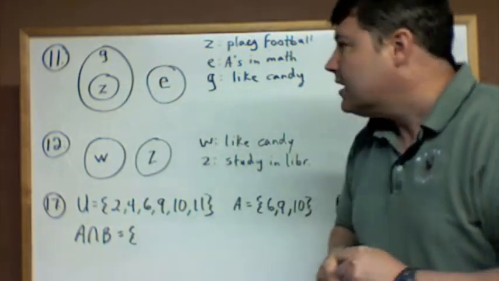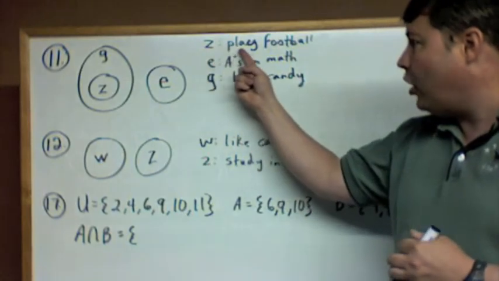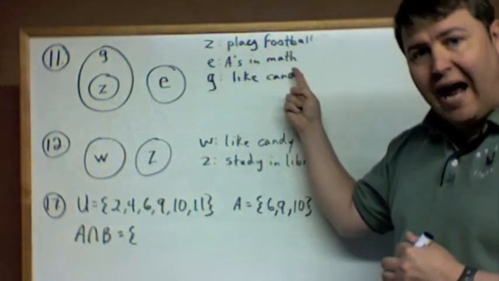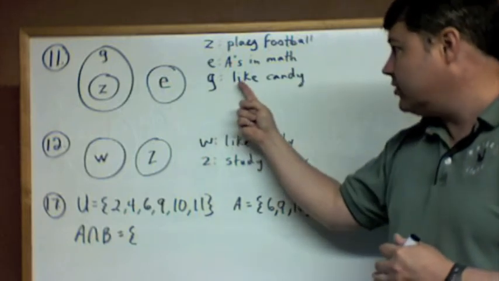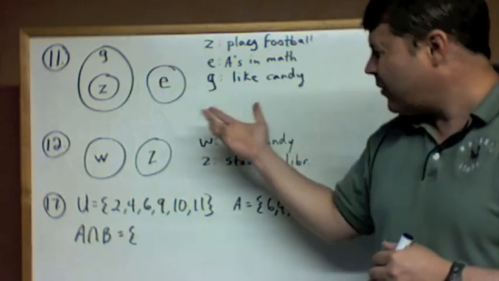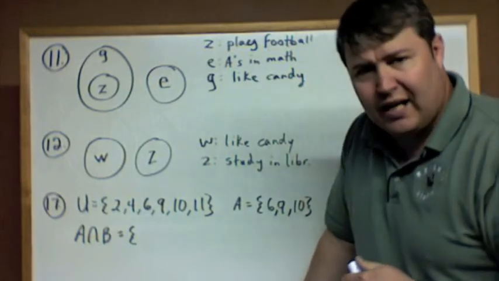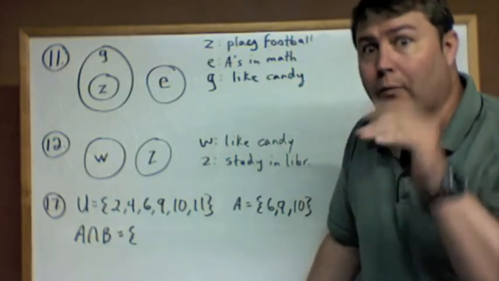All those elements will not be in either one of these others. And they say, well, let the set Z be all the students who play football, E be all the students who get A's in math, and G are all the students who like candy. Now, the way they've drawn this, it looks like there aren't any students who get A's in math that like candy. I think there's something warped about that, but I'm going to go with their drawing.